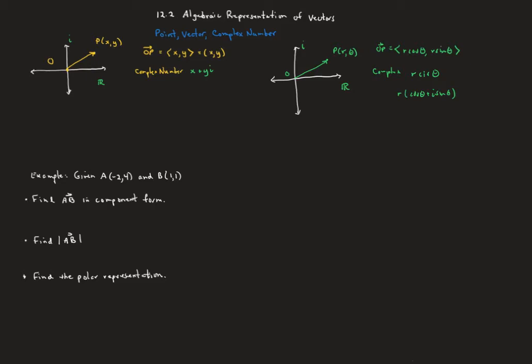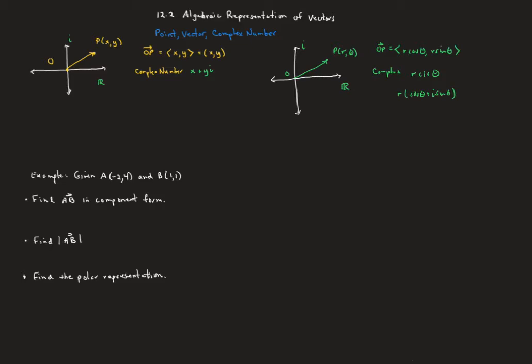We have a point A at (-2, 4), and a point B at (1, 1), and we want to find the vector AB. So direction makes a difference here. We're talking about starting at point A and going towards point B.